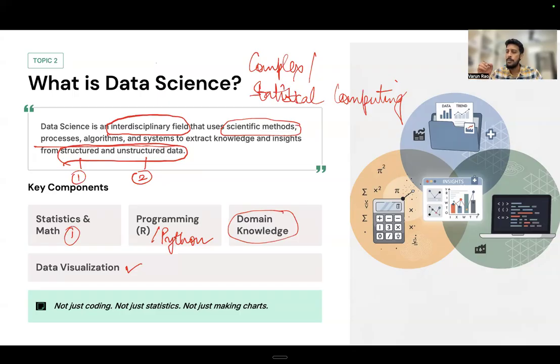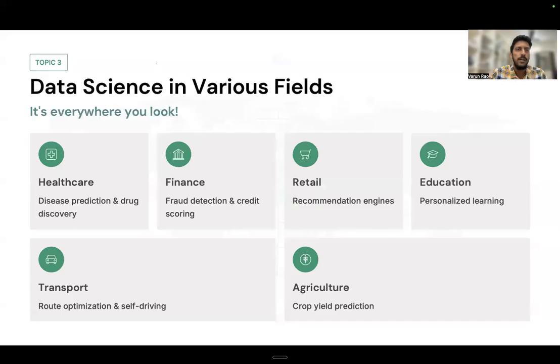Now, finally, just to sum it up, data science is not about just coding, it's not just statistics. It is basically a very powerful combination of all of these together. I would say it is coding plus statistics plus making charts. Now, this is the most important takeaway from here.